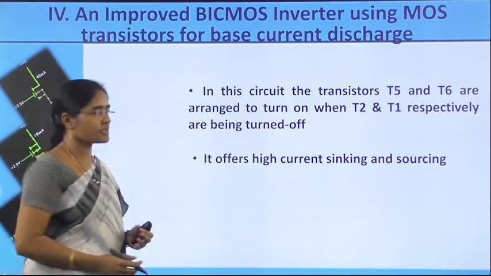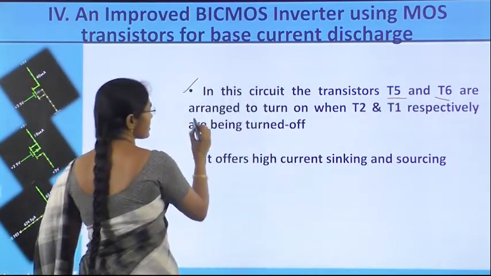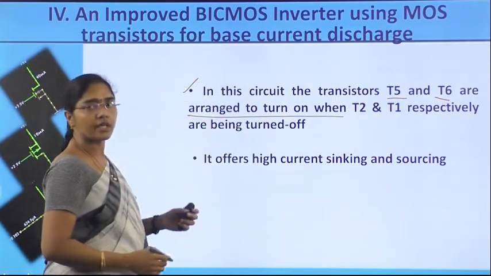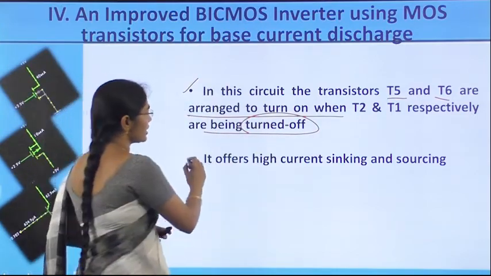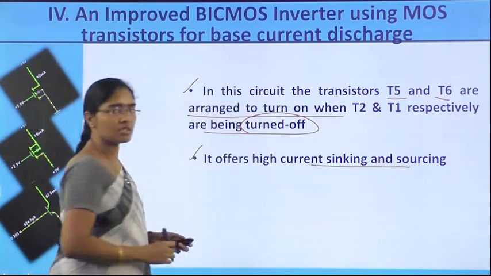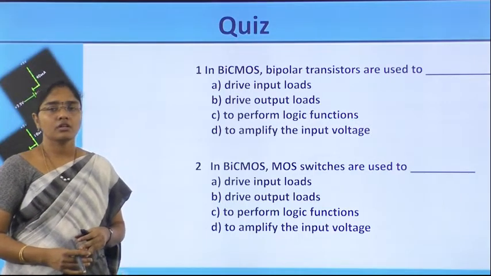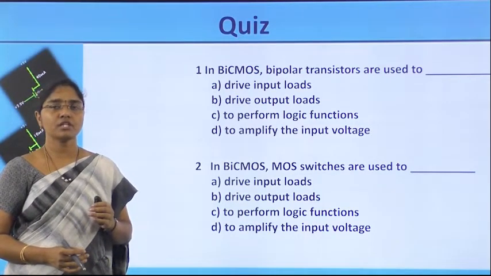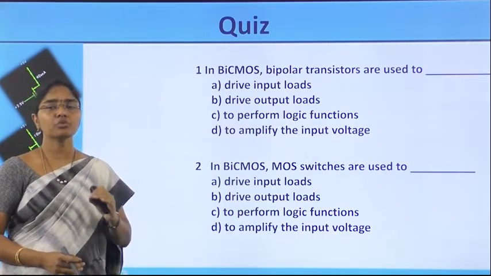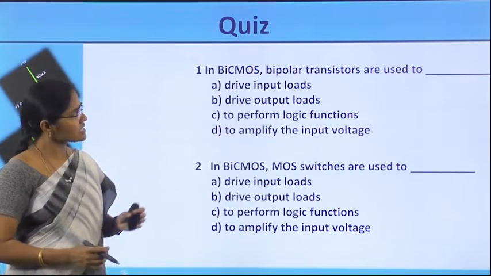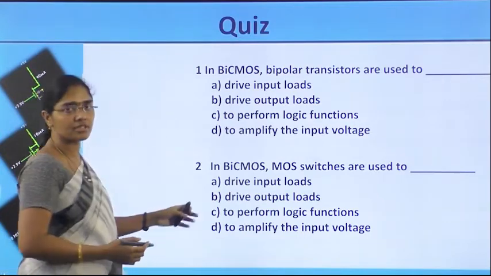See its remarks. In the circuit, the transistors T5 and T6 are arranged to turn on when T2 and T1 respectively are being turned off, and it offers high current sinking and sourcing in this circuit. So, till now we have seen the BiCMOS inverter starting with the simple BiCMOS inverter, then 3 improved versions of the circuit. Now, let's check this quiz to have clarity on the understanding of our BiCMOS inverter circuit.